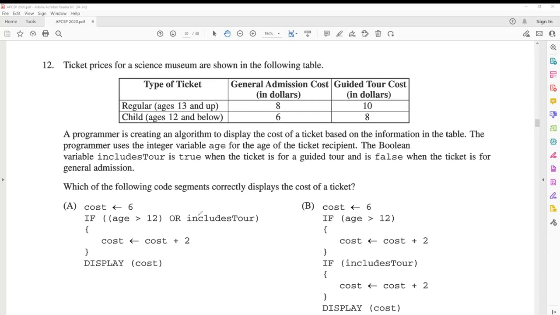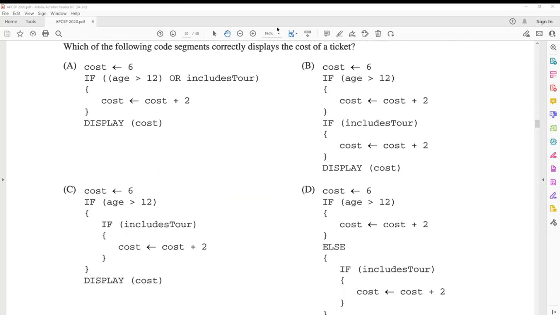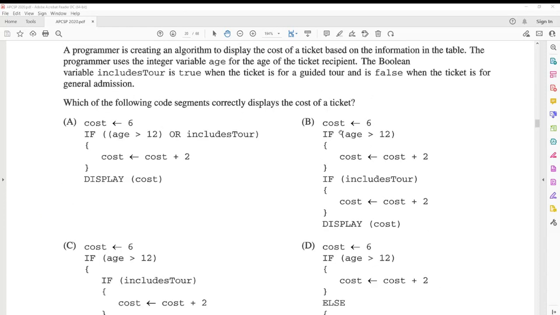So here cost is assigned to be 6. If this one or this one, it actually adds this way. No, you need to add 2 times. This only adds 1 time, so this one is wrong. You need to test for 2 times. So default cost would be 6, greater than 16. This one also adds only 1 time, wrong. B, cost assigned to 6, greater than 16 add $2, yes, included, yes.